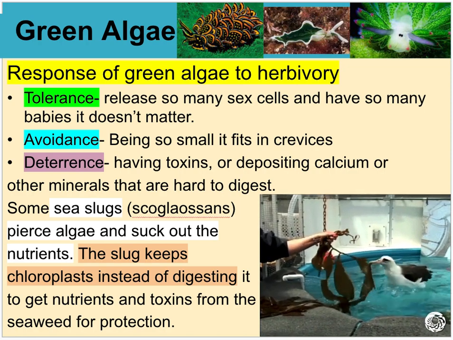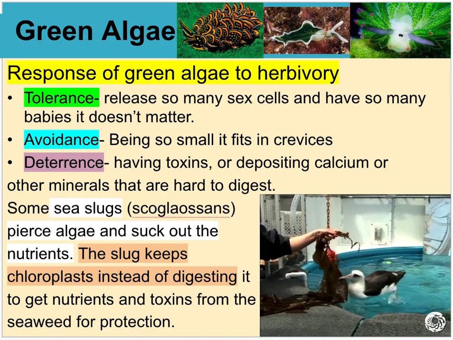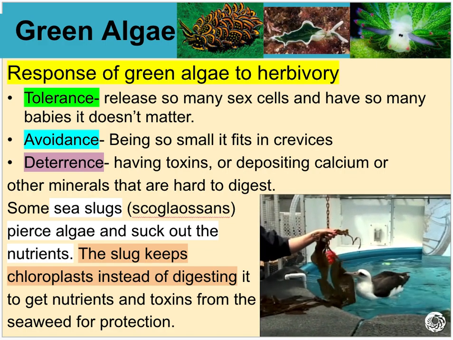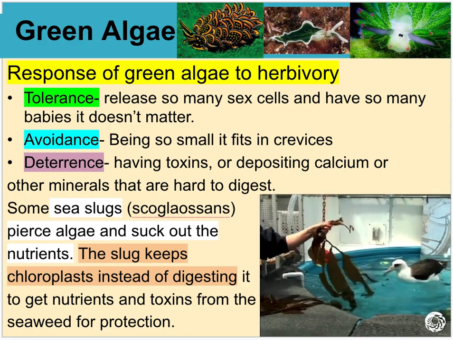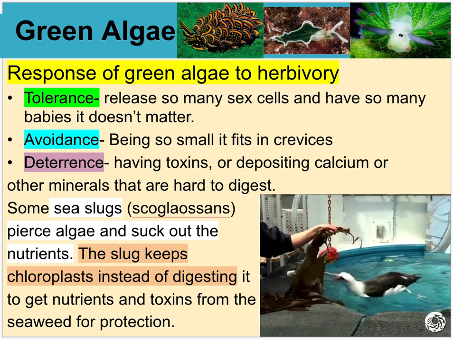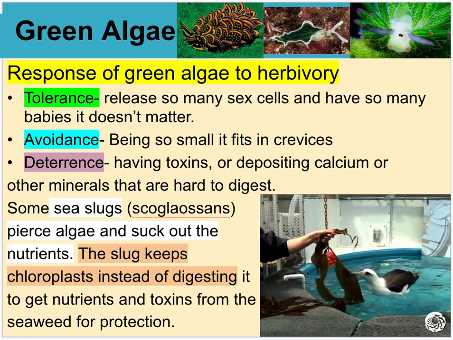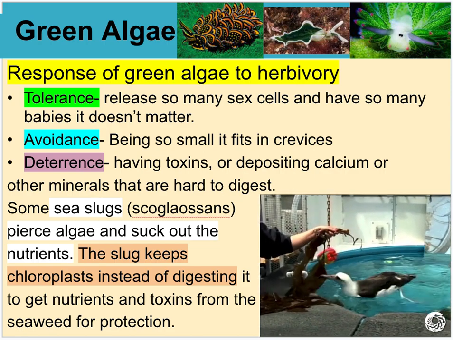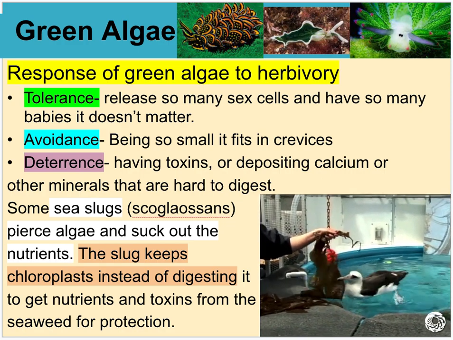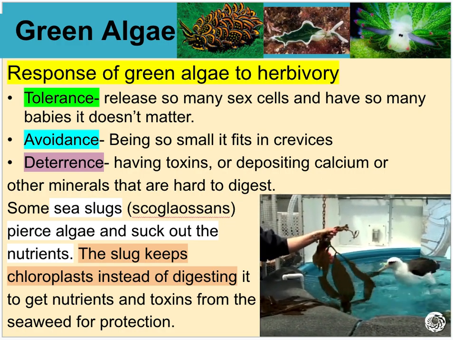And so they have different responses to being eaten and how they deal with that. One response is just to tolerate it, and those ones release so many sex cells, so many sperm and eggs, that basically it doesn't even matter, because some are just going to get eaten, and they produce so many that it should compensate and be okay.